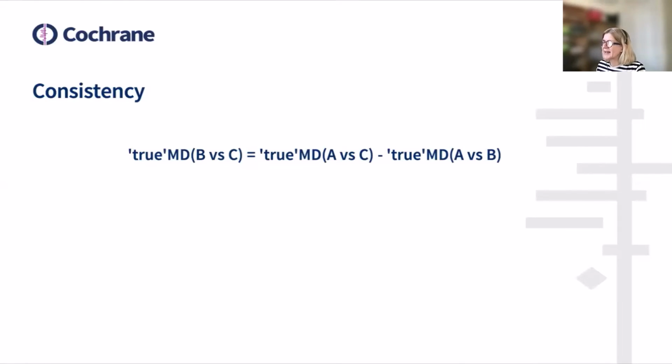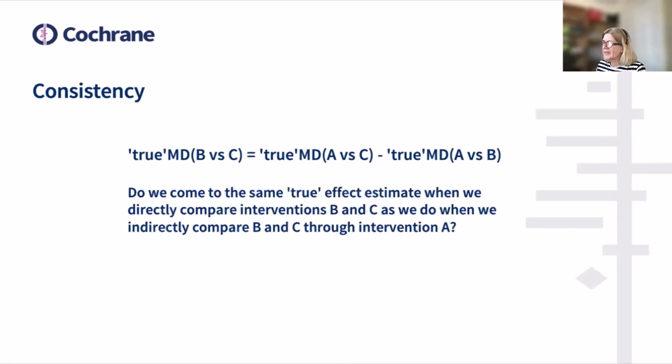Statistical tests can be carried out to assess whether the direct evidence comparing interventions is similar to the indirect evidence. You can express this mathematically with the equation shown. In other words, we get the same true effect estimate when we directly compare B and C, the first half of the equation, as when we'd indirectly compare B and C via comparisons with intervention A.